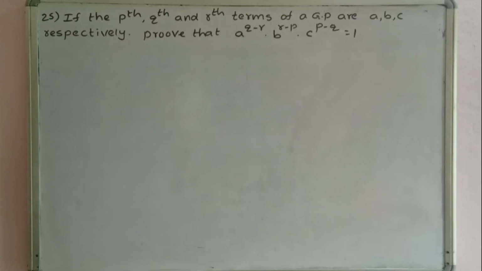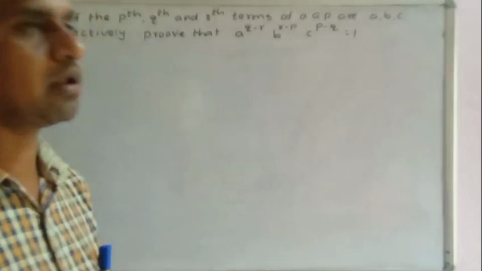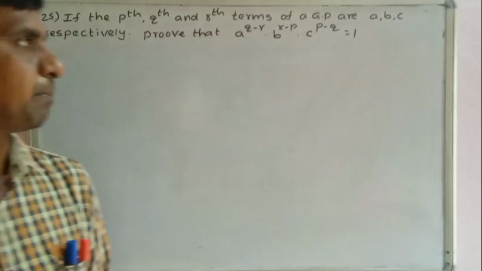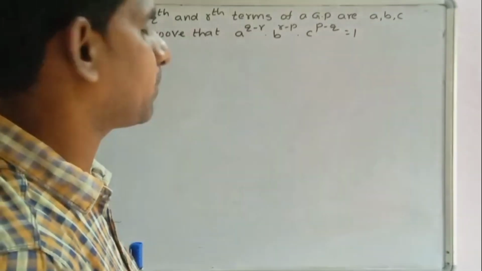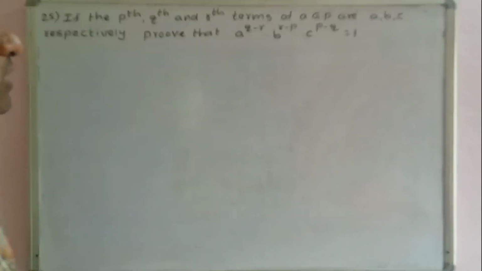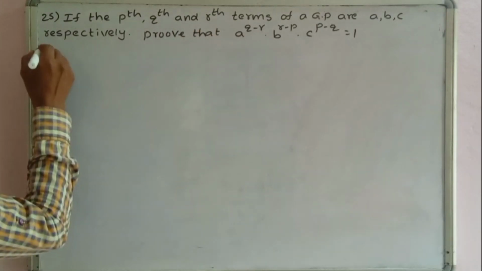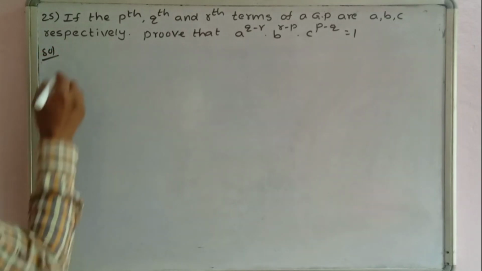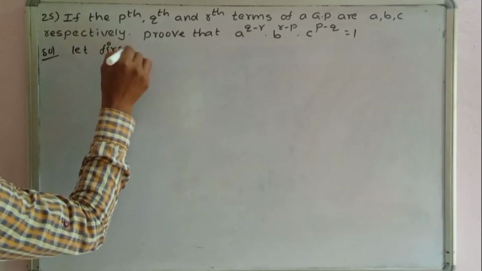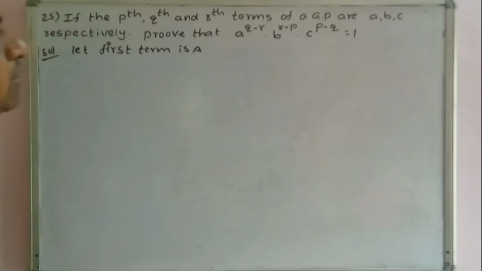Problem 25. If the P, Q and R terms of a GP are A, B, C respectively, prove that A power Q minus R, B power R minus P, C power P minus Q equals 1. Okay. So P, Q and R terms are in GP. See, first the solution. Let the first term be A.